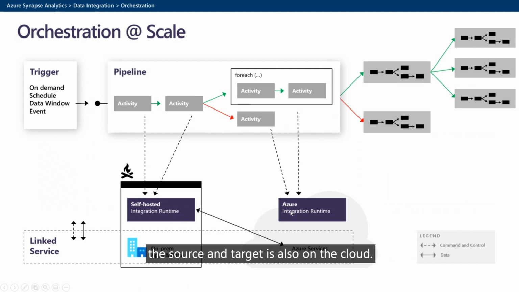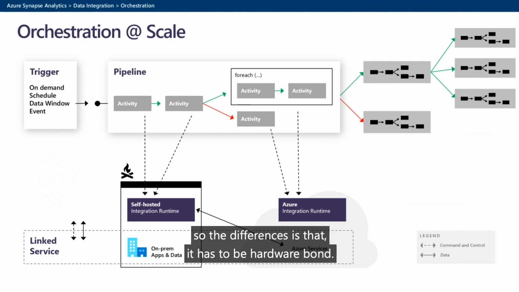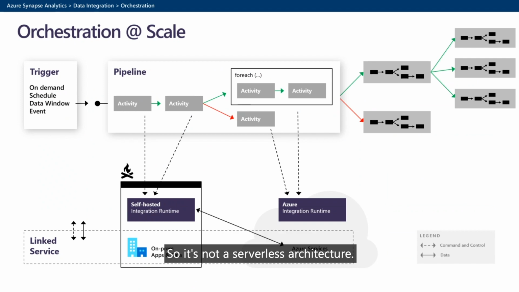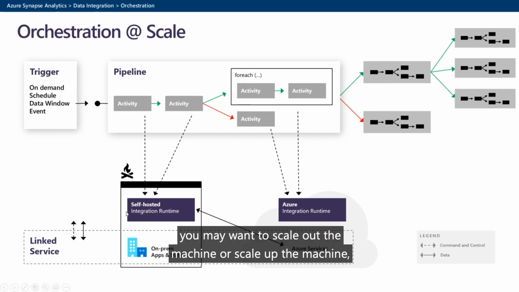And just to mention, you can have more performance tuning with the Azure integration runtime if the source and target are also on the cloud. The difference here is that if you're using the self-hosted integration runtime, SHIR, it has to be hardware bound. So it's not a serverless architecture. If you want more data loading processing power, you may want to scale out or scale up the machine, because it's supported both ways.